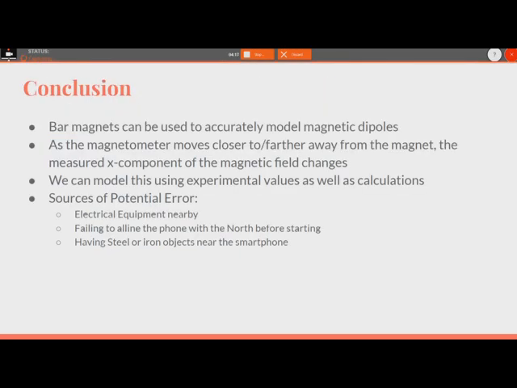And then in conclusion, we can use bar magnets to accurately model magnetic dipoles, and as the magnetometer moves closer and farther away from the magnet, it changes the x component. And we can model this using experimental values and hand calculations. And some sources of potential error were that there could be electrical equipment nearby my experiment, failing to align my phone with the north before starting, or having steel or iron objects near the smartphone, which would affect the measurements.